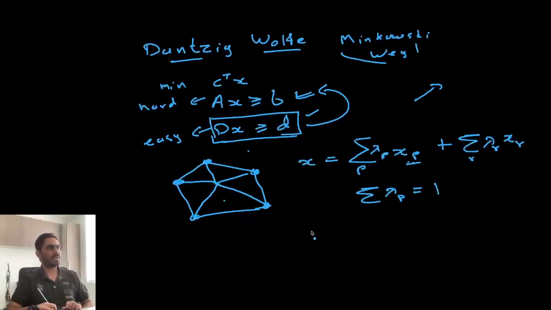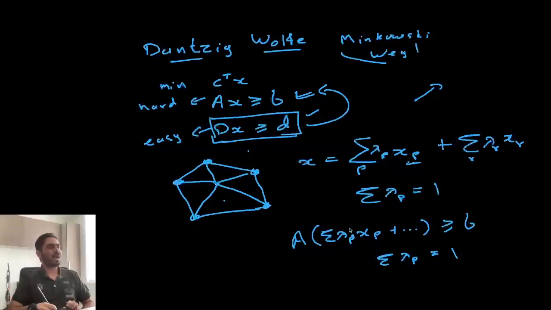And I will substitute this representation of x inside this constraint. So my constraint now will become A times x, where I write all these things: the sum of lambda p, x p, and other stuff. All of this is now greater or equal to b. And of course, the sum of lambda p is equal to 1. That I have to explicitly add here.